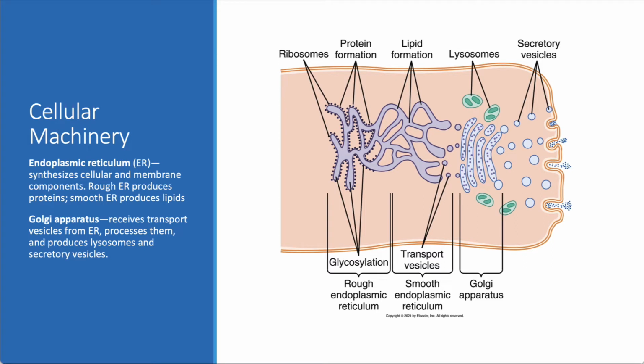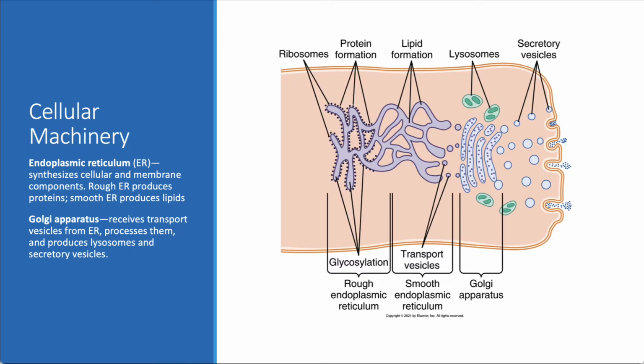There are additional slides available that have the details of this, but I summarized it because we're talking about the human body. We're not talking about cellular diseases. So I just wanted to quickly go through and remind you of what the cellular machinery consists of. So the endoplasmic reticulum is the part of the cell that synthesizes all the cellular and membrane components. There are two kinds of endoplasmic reticulum, which we just call ER.